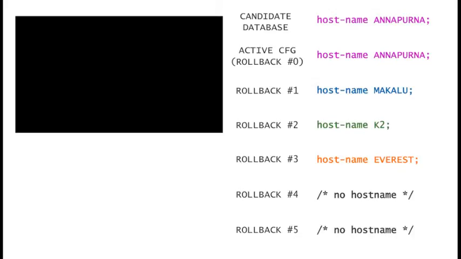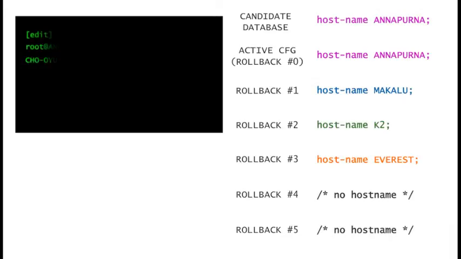On top of the list, you see the candidate database, which matches the active configuration because there are no changes pending to be committed. Rollback 1 is the configuration that was active before the last commit. Rollback 2 is the configuration that was active 2 commits ago. Rollback 3 was active 3 commits ago, and so on. In fact, the currently active configuration is often called rollback 0 because it's active right now, 0 commits ago.